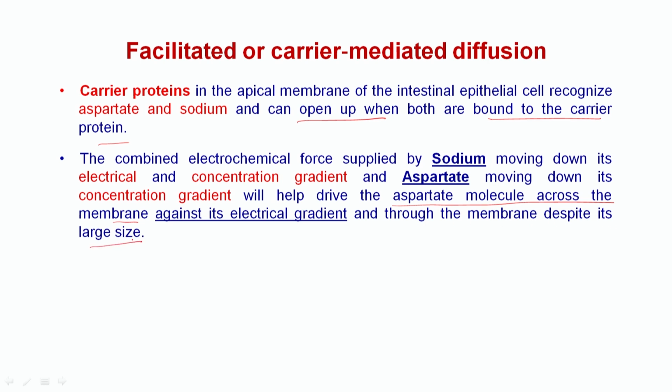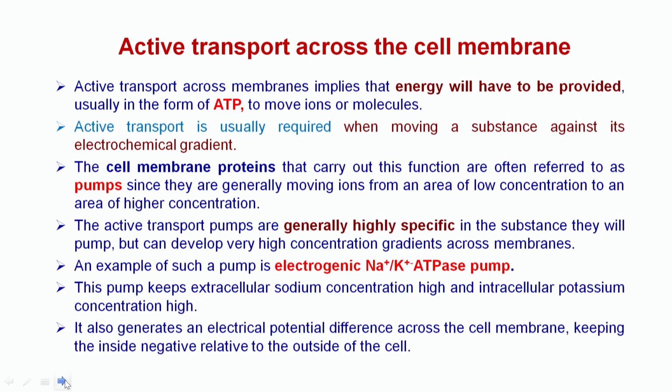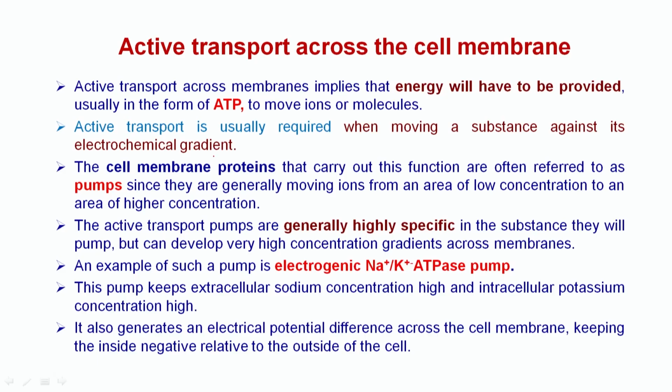Now coming to the active transport across the cell membrane. Active transport means that in this type of transport, energy is being utilized in the form of ATP. Active transport is usually required when moving substances against their electrochemical gradient, and it is also called a pump. Active transport will create a very high concentration gradient, and this will be very effective, and it is very selective for the transport of the ions.